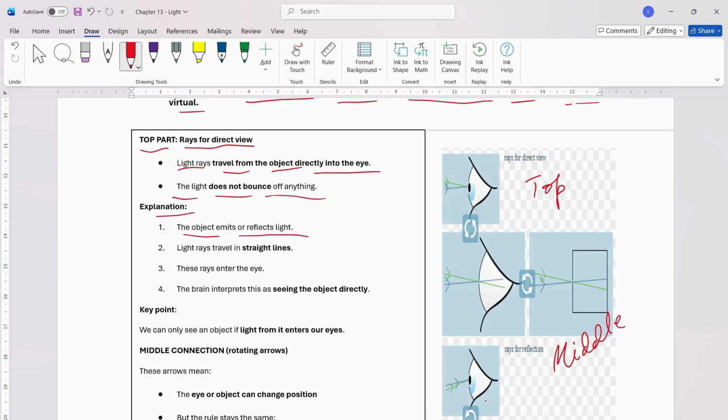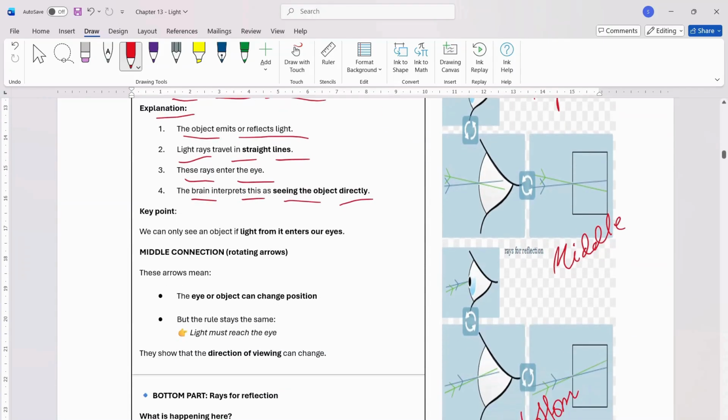Explanation: the object emits or reflects light. Light rays travel in a straight line. These rays enter the eye. The brain interprets this as seeing the object directly. Key point: we only see an object if light from it enters our eyes. Then we have the middle connection, rotating arrows.